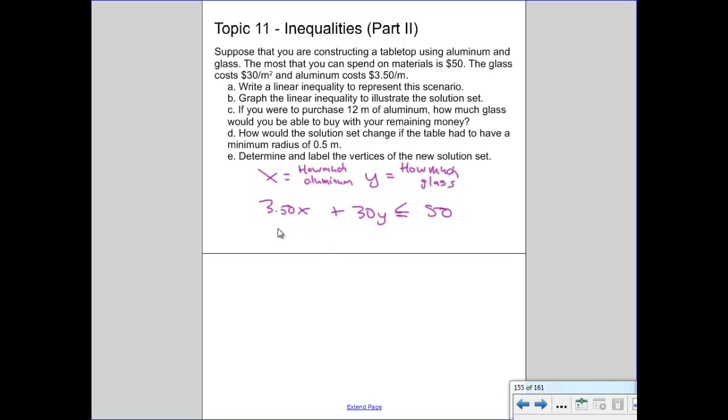Okay. So to get y by itself, minus 350x on both sides. Divide by 30. Divide the whole thing by 30. Here's your equation then. Y equals 50 minus 3.5x all over 30. And we're going to graph this thing.